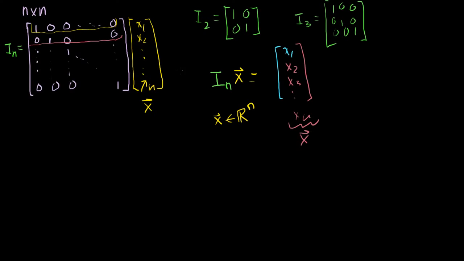So the neat thing about this identity matrix that we've created is that when you multiply it times any vector, you get the vector again. The identity matrix times any vector in Rn, it's only defined for vectors in Rn, is equal to that vector again. And actually, the set of columns of the identity matrix has a special name.